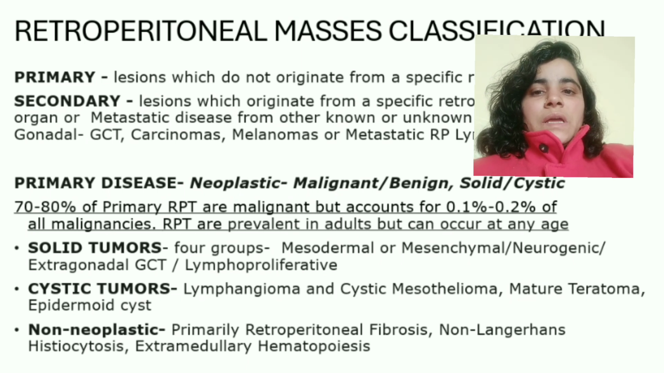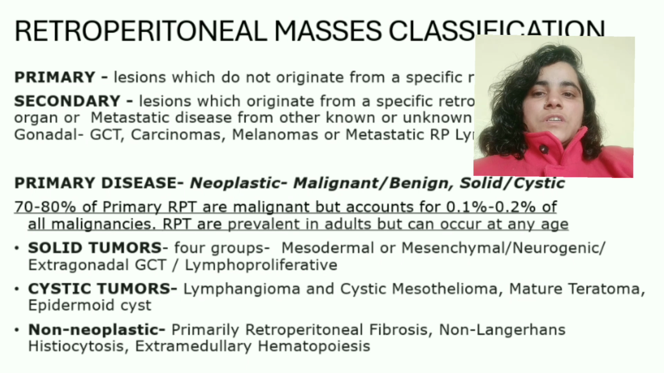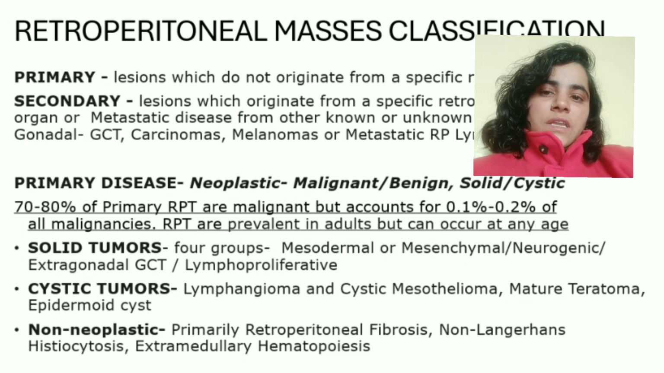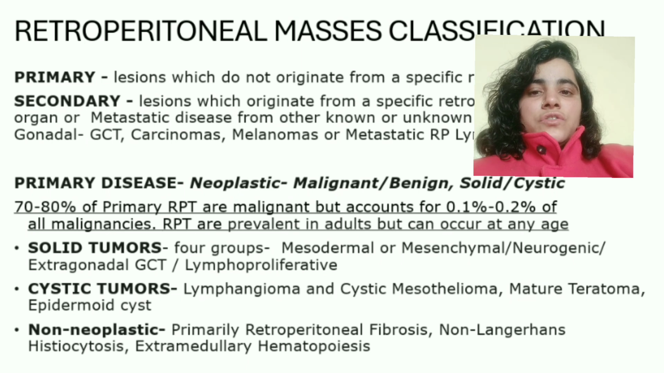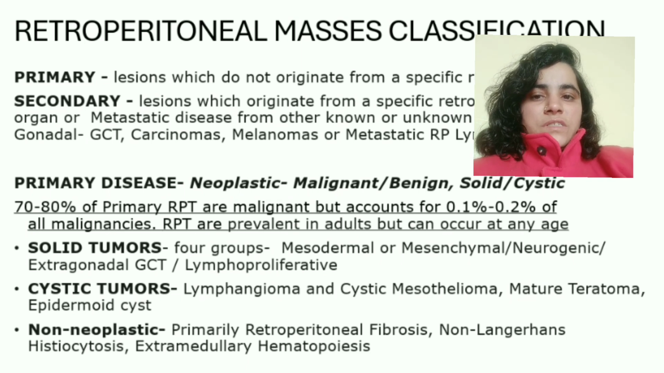70 to 80% of the primary retroperitoneal tumors or masses are malignant, and they account for 0.1 to 0.2% of overall malignancy of the body, and these are prevalent in adults, but they are seen in any age group. Now solid tumors are further divided into four groups. They may be of mesodermal or mesenchymal origin, neurogenic tumors, extragonadal germ cell tumors, or lymphoproliferative masses.